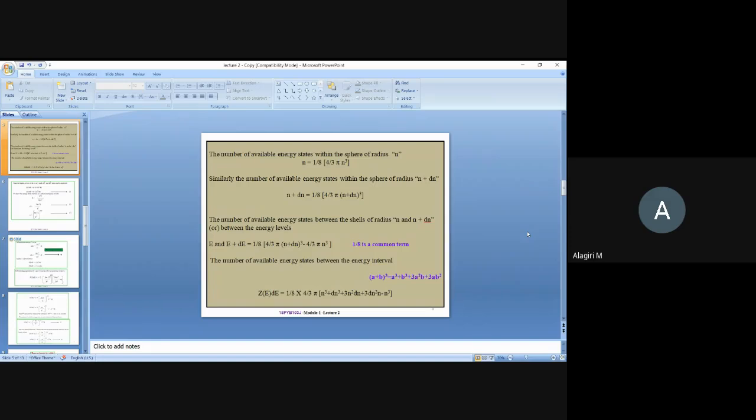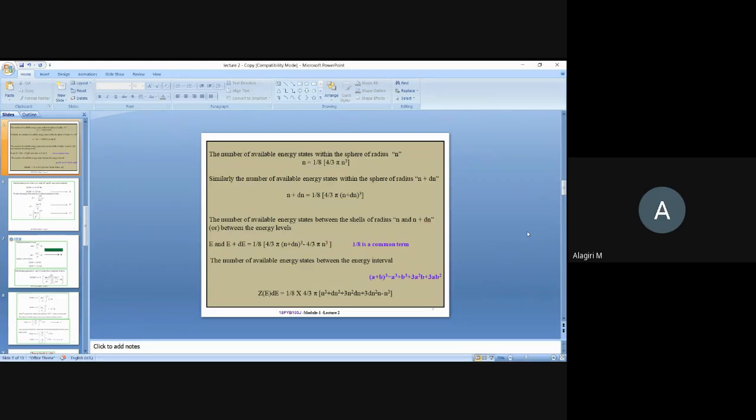The number of available energy states between the shell of radius n and n plus dn, or we can say between the energy levels E and E plus dE, will be equal to 1 by 8. The 1 by 8 is a common term for both of the above mentioned equations. So between E and E plus dE it will be 1 by 8 into 4 by 3 pi into n plus dn whole cube minus 4 by 3 pi into n cube.